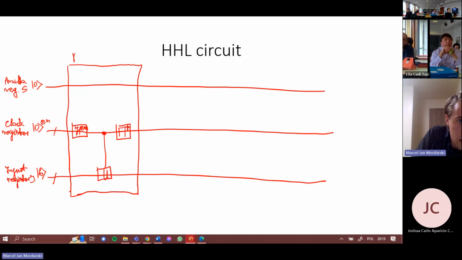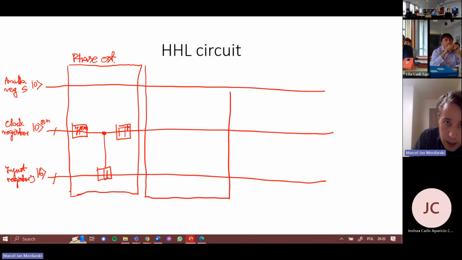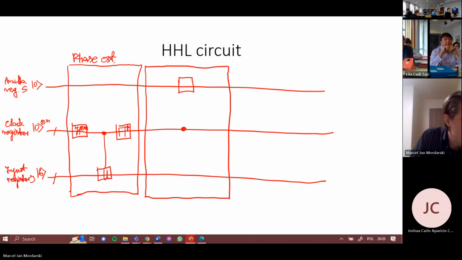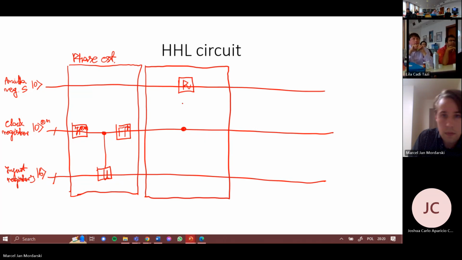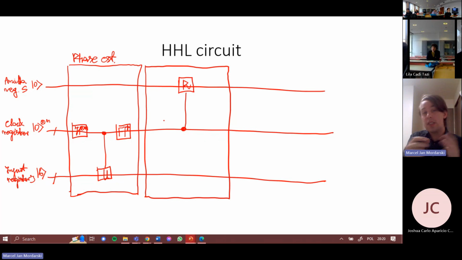And overall, this is the phase estimation state. Right, now we apply some rotation conditioned on the clock register. And after that, what this, so let me write it.